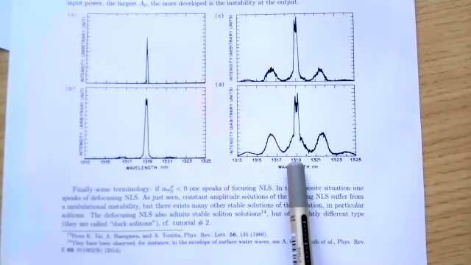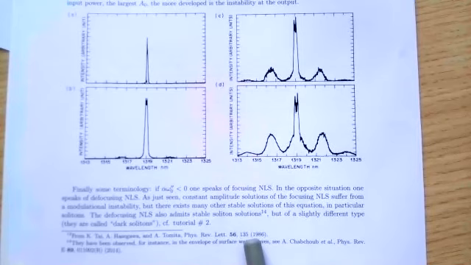This instability was first predicted and measured for water waves by Benjamin and Feir in the 60s. And this is something much more recent, a PRL of 86.